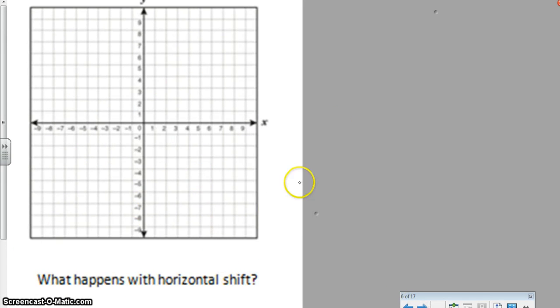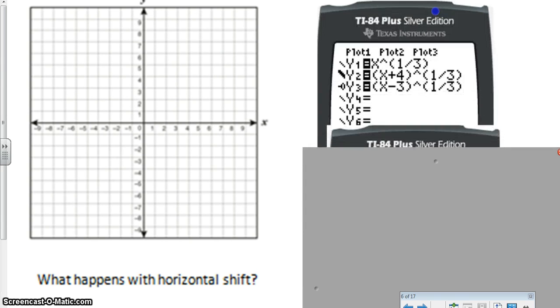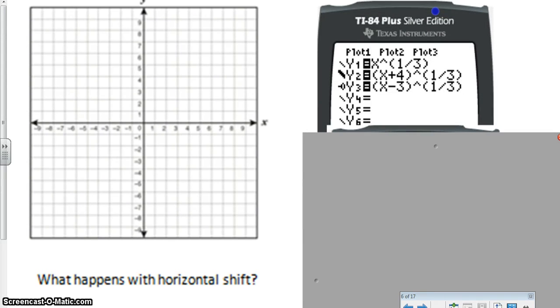Welcome back. What happens with the horizontal shift? Here you go. Make sure that you have your parentheses exactly where you need it to be. Go ahead and pause the video.